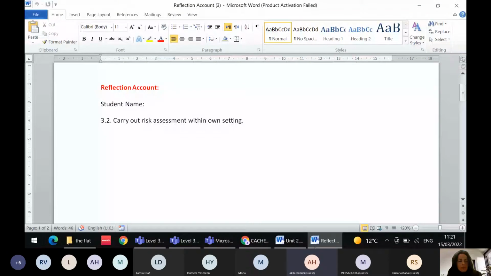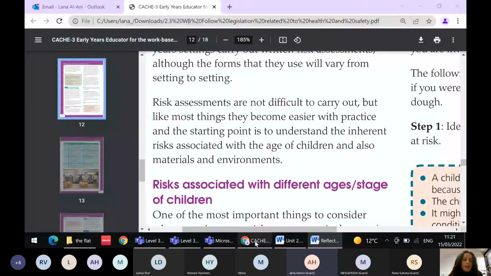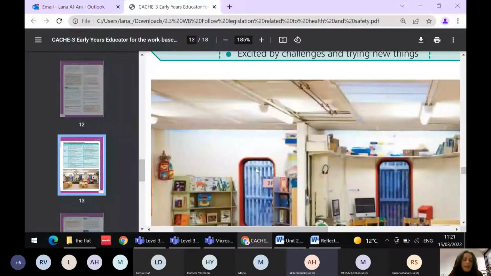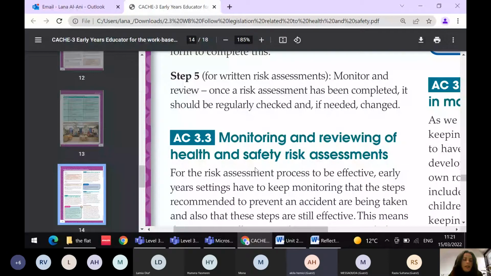Now, how about question 3.5? Reflect on own role in the setting when managing risk. So what's your job? How can you manage risk in the setting? So if I go to 3.5, let us see what's there. What's the question again? Reflect on own role in the setting when managing risk. So what do you do to manage risk? What's your job to manage risk?